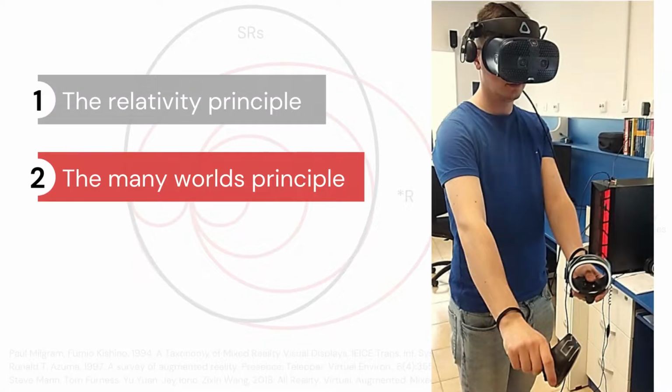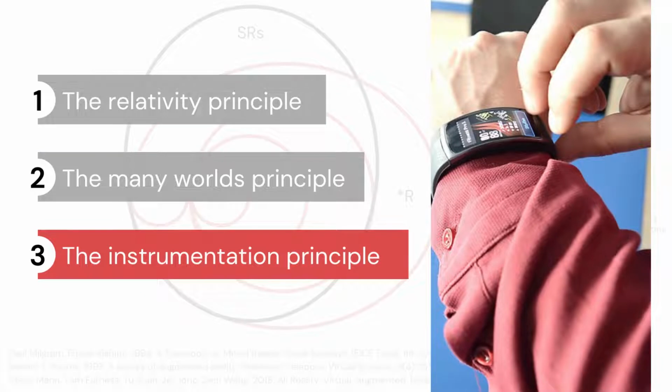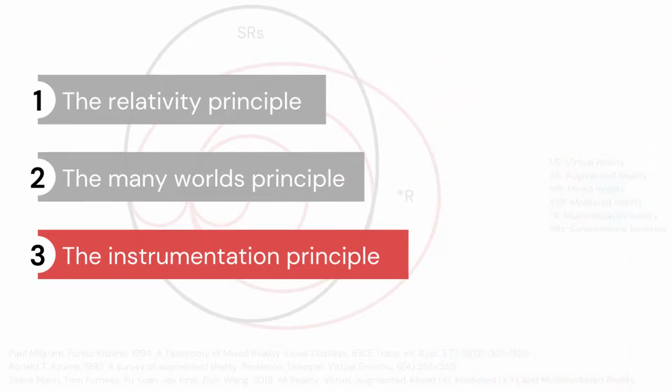The many worlds principle states that sensorimotor realities focus on interactive experiences in worlds representing diverse mixtures of the physical, virtual, and imaginary, where sensorimotor abilities are needed. The instrumentation principle states that sensorimotor realities focus on ability mediation implemented with wearable devices and smart environments.